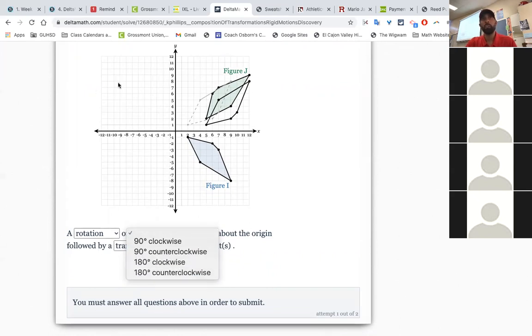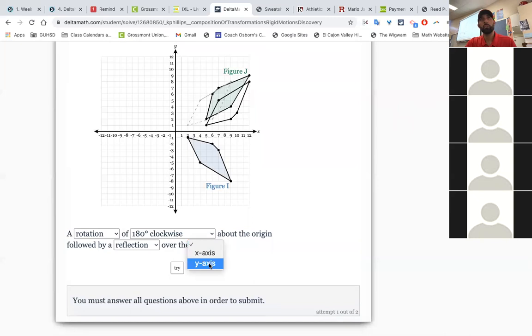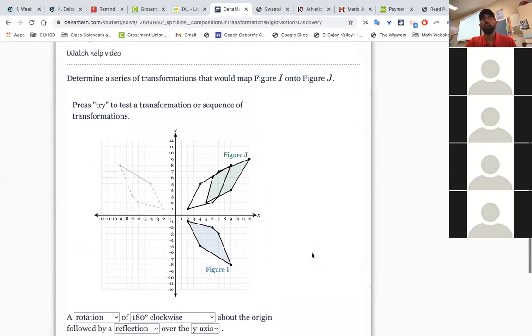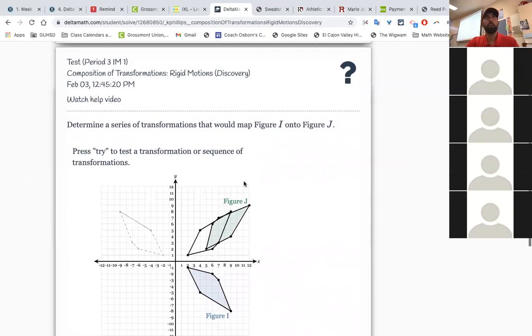So that means it would be up here, and then maybe I can flip it back this way. So rotate it clockwise. It's going to go around the origin. And then we'll reflect it over the y-axis. Let's try that. Okay, that didn't quite make it either. So as you work through these, you're going to want to keep trying until you land on the one that works.